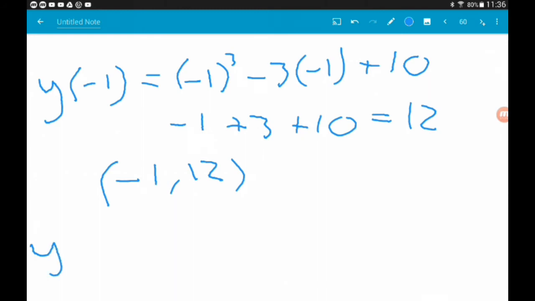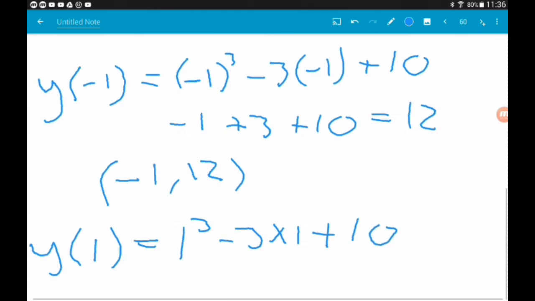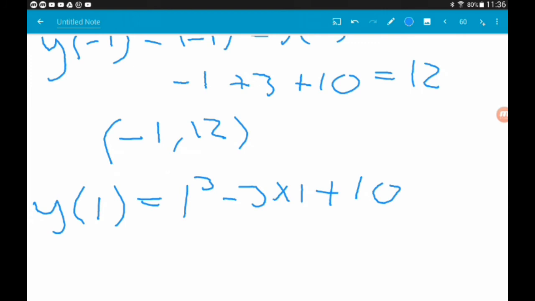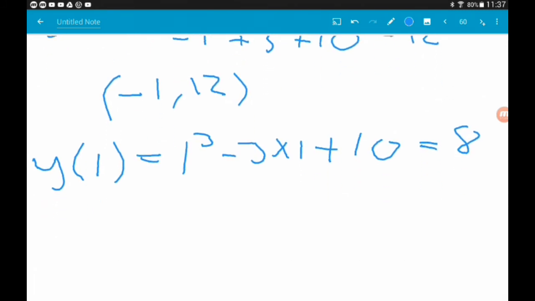So y evaluated when x is 1 is 1 cubed minus 3 lots of 1 plus 10. So 1 cubed is 1, minus 3 times 1 is minus 3. So we've got 1 minus 3 plus 10. So that is going to give us 8. So the coordinates of our second stationary point are 1, 8.